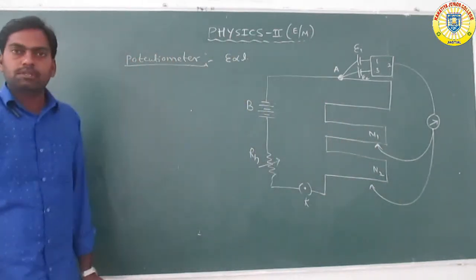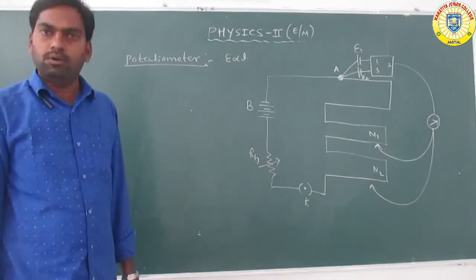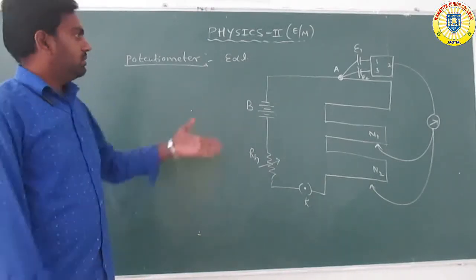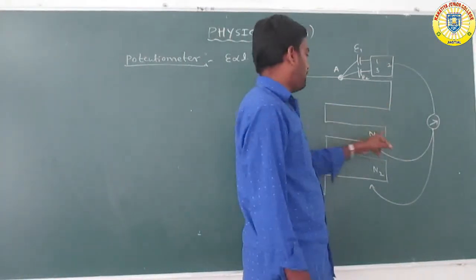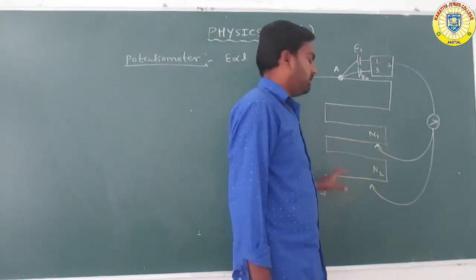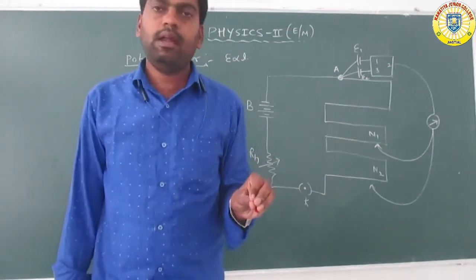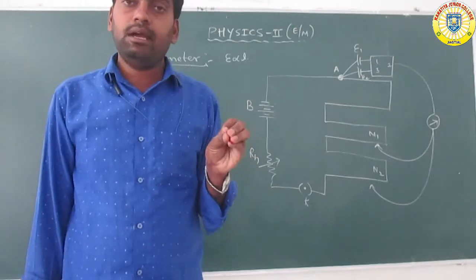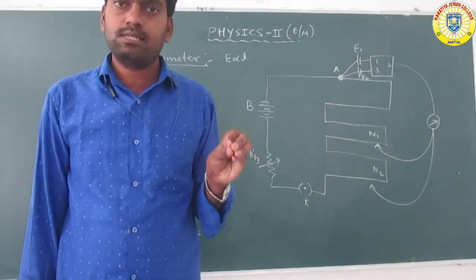Okay, got it. So the potentiometer wire, the circuit diagram is seen on board. In the circuit diagram, this is called a potentiometer wire. The current flowing through the potentiometer wire is a steady current, and the wire has a uniform area of cross section.